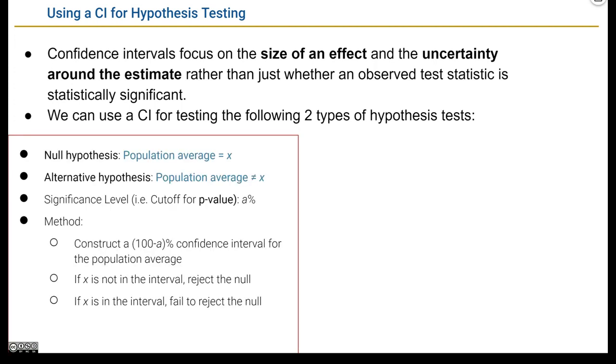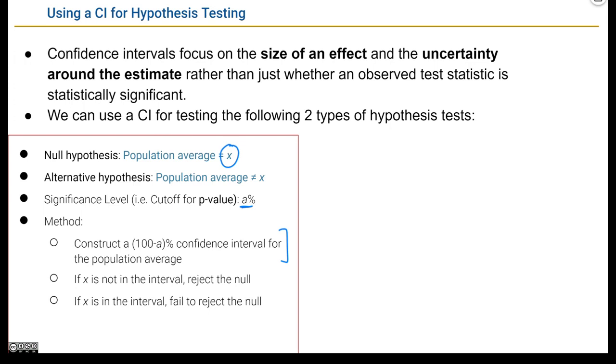The first is the hypothesis test about the average in a population. If my null is that the population average, let's say, is X, and I'm testing an alternative that it's not equal to X, at a significance level, say A%, then I can construct a 100 minus A% confidence interval for the population average using a sample and check if my hypothesized null value is in my confidence interval. If it is, I fail to reject the null. And if it's not, I can reject the null at A% significance.